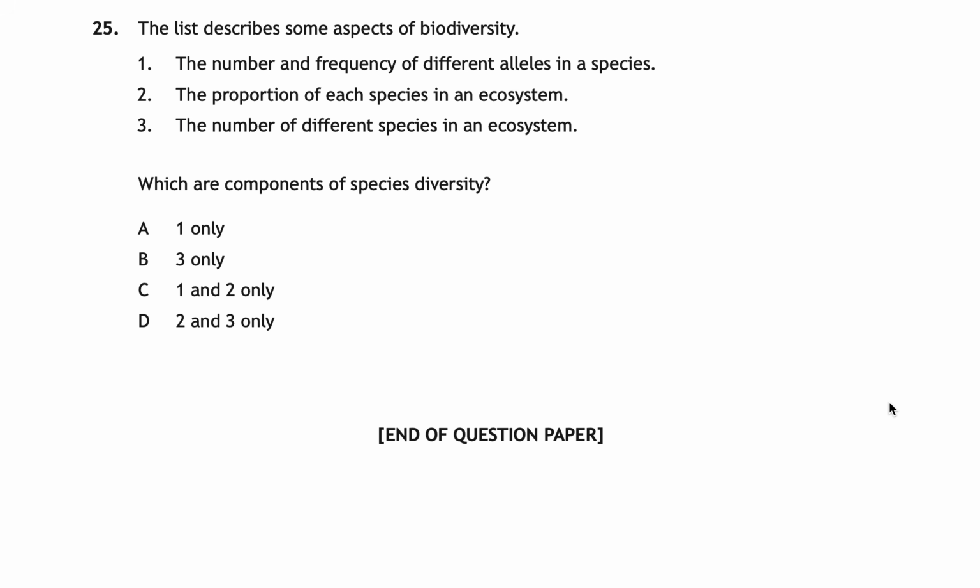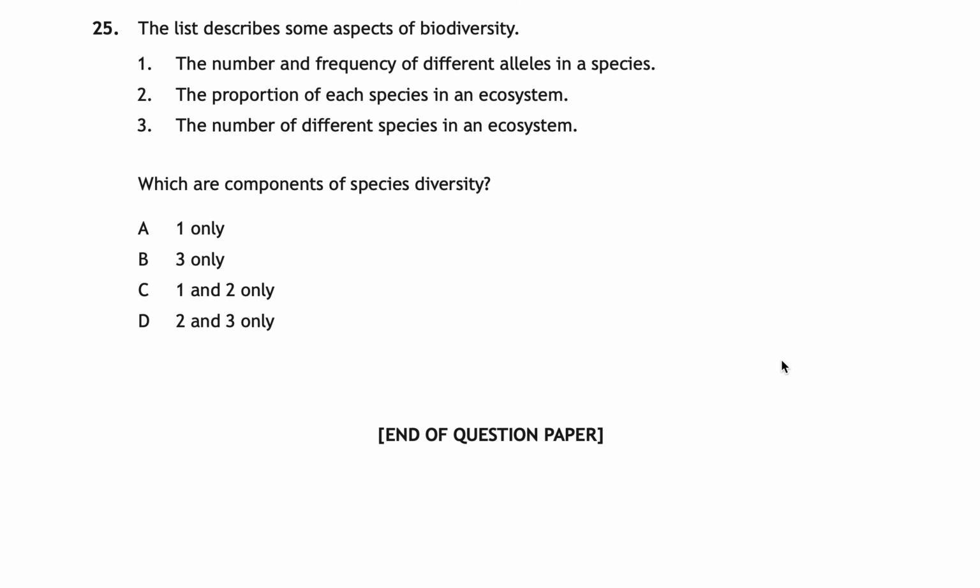And your final question is about aspects of biodiversity. So the list describes some aspects of biodiversity: the number and frequency of different alleles in a species, the proportion of each species in an ecosystem, and the number of different species in an ecosystem. The question is asking you, which are components of species diversity? So the correct answer for 25 is D, 2 and 3 only.